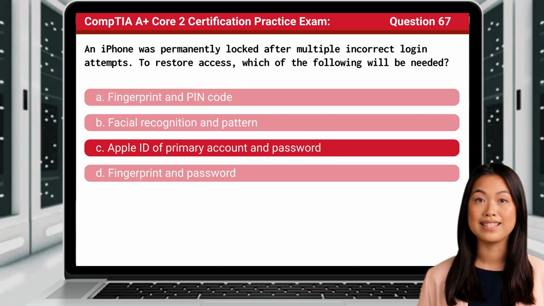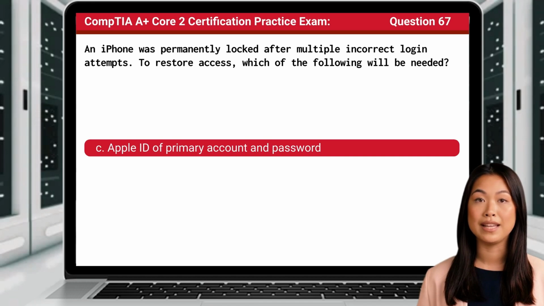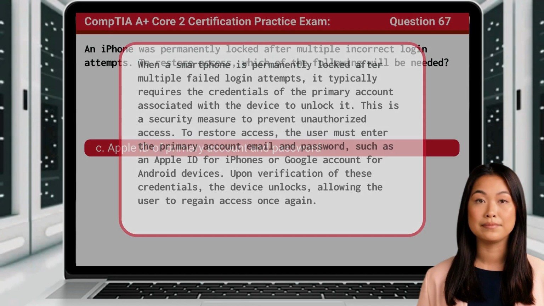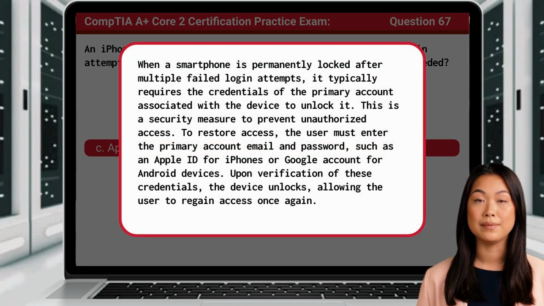The answer is C. Apple ID of primary account and password. When a smartphone is permanently locked after multiple failed login attempts, it typically requires the credentials of the primary account associated with the device to unlock it. This is a security measure to prevent unauthorized access.